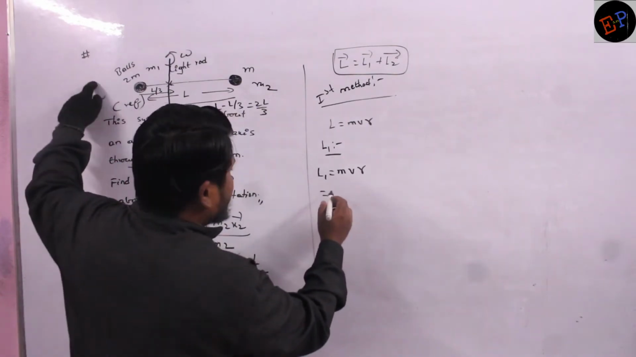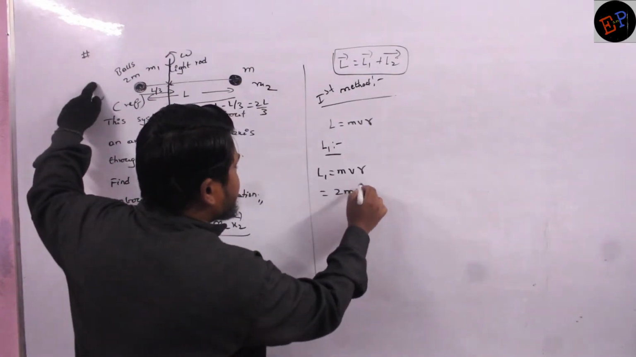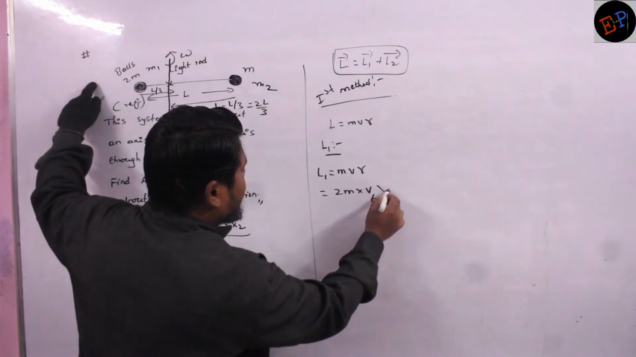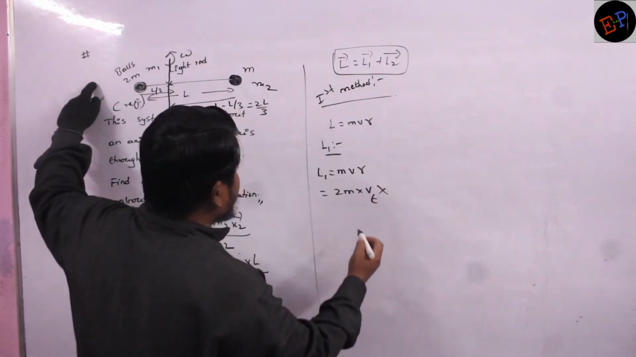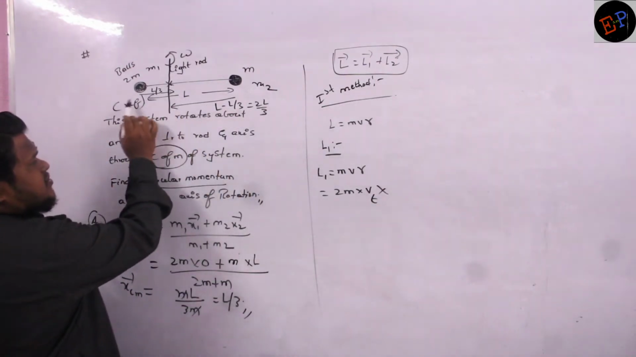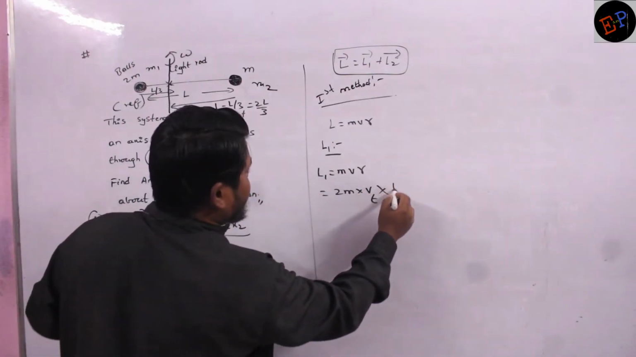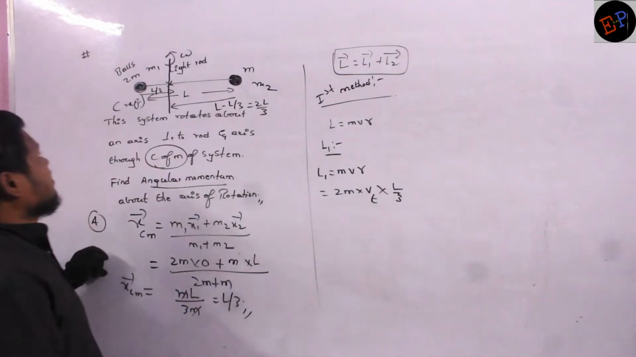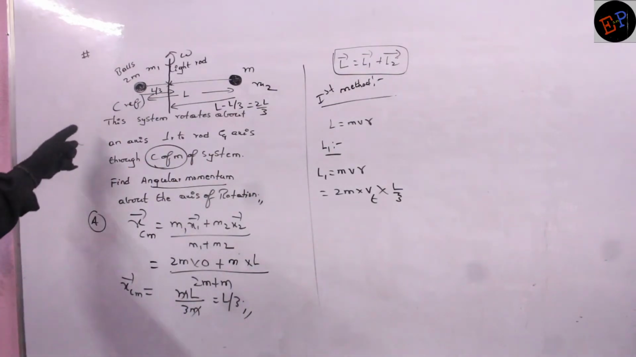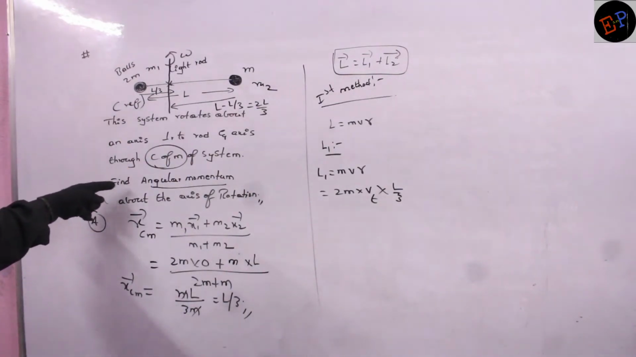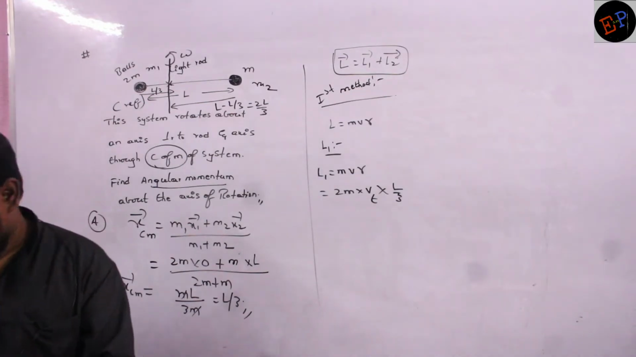Mass of the particle is 2m. What is its tangential velocity? I don't know. What is its radius? Radius means perpendicular distance is how much? Perpendicular distance is L by 3. Are you able to understand, ma? Angular velocity, is it given, ma? Angular velocity, is it not given in the problem?